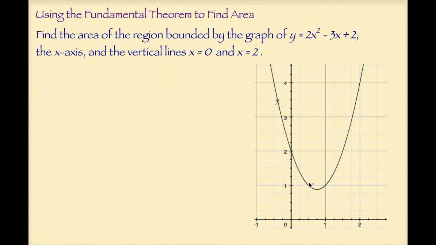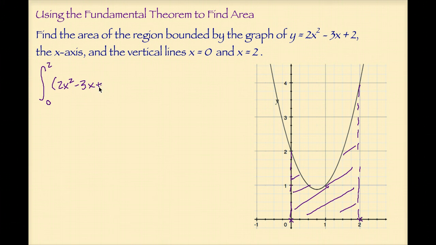We're finding the area between this curve, the x-axis, and the vertical lines between 0 and 2. So it's the area under the curve in this region. And we know that the way we do that is to take the definite integral of this function from 0 to 2. So let's set that up. Our lower endpoint of integration is the leftmost point on the interval, 0, and our upper endpoint of integration is the rightmost endpoint of the interval. We're evaluating the function 2x squared minus 3x plus 2, and we're integrating with respect to x.